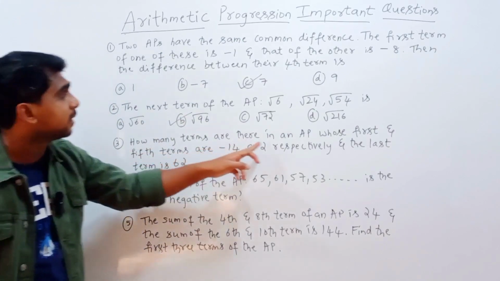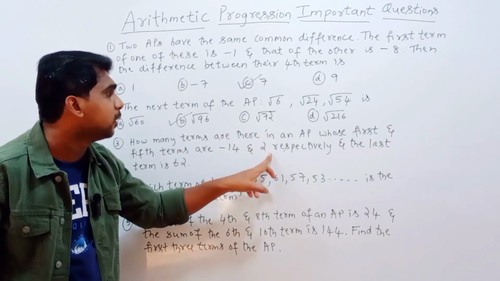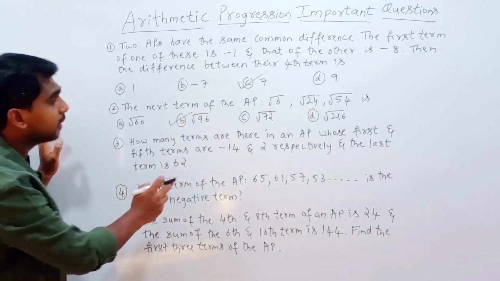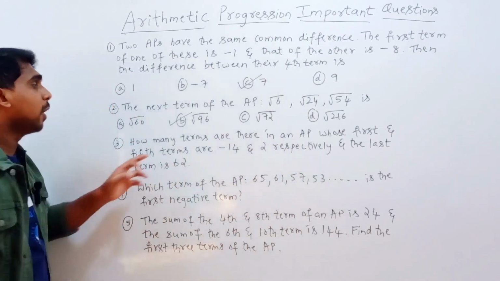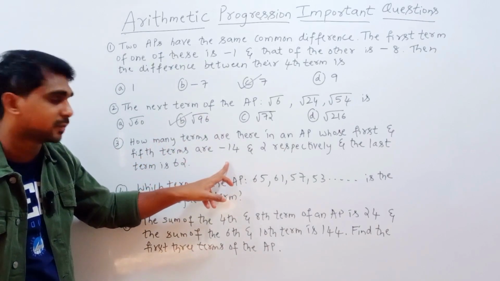Now, third question. How many terms are there in an AP whose first term and fifth term are -14 and 2 respectively, and the last term is 62? They have given here the first term, fifth term and the last term. We have to find the n value. This question is asked for 3 marks.